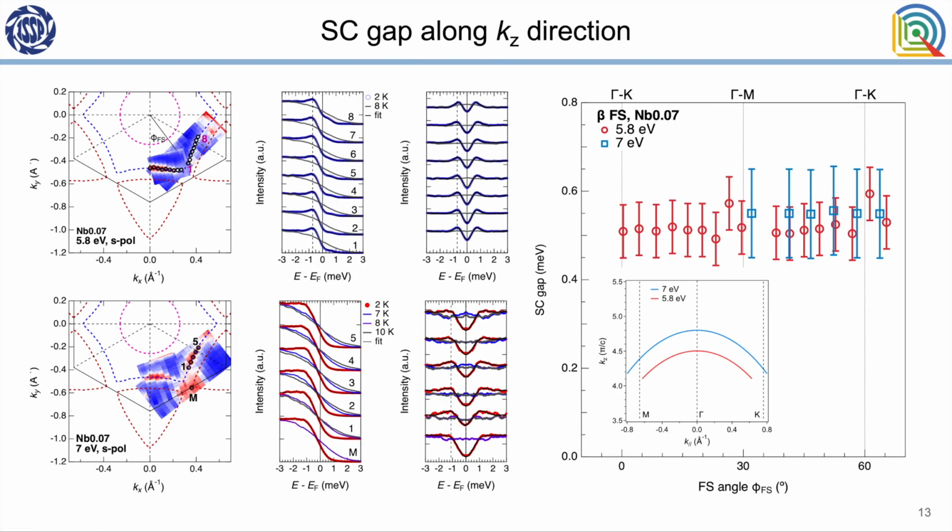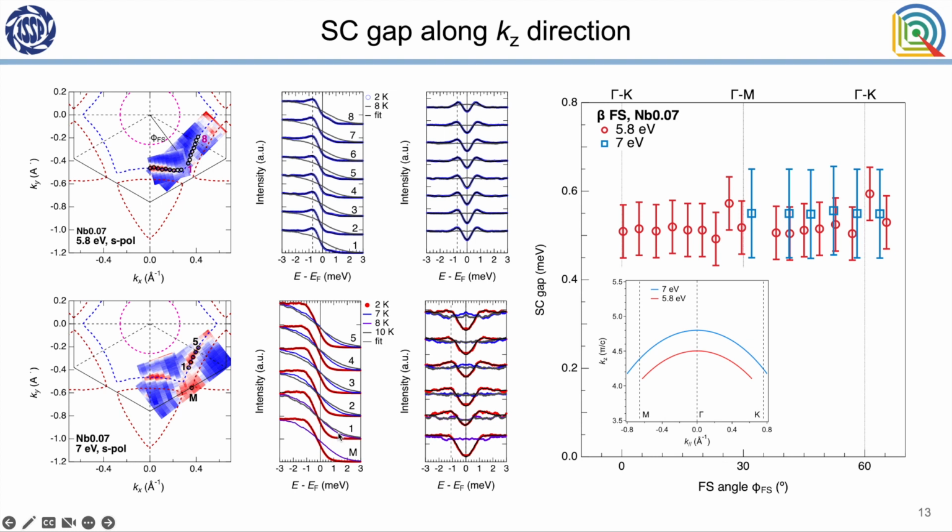Since there is finite band dispersion along the z-direction momentum in these CsV3Sb5 superconductors, we also check the superconducting gap along the kz direction by tuning the photon energy from 5.8 eV to 7 eV. The measurements were done on the niobium-doped sample. The Fermi surface mapping and the EDCs taken along the hexagonal Fermi surface are shown in these figures. Because the energy resolution with the 7 eV laser is not as good as that with the 5.8 eV laser, the EDCs measured by the 7 eV laser look much more broadened.